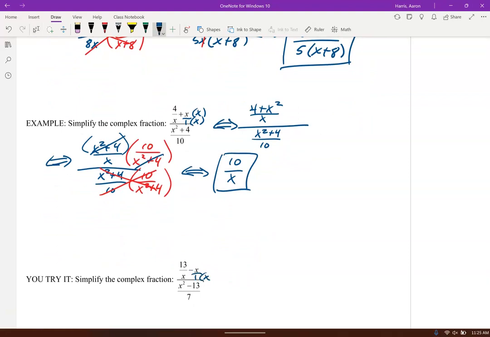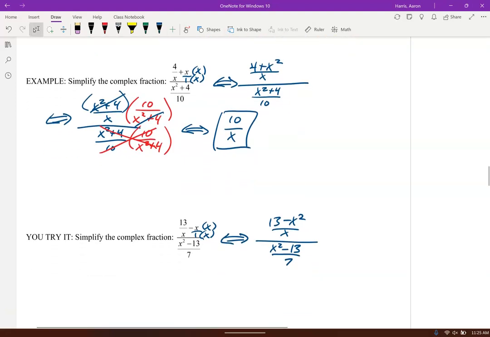Alright, let's do that next one here. It says a 1, give it a common denominator again. So we have 13 minus x squared all over x. On the bottom I have x squared minus 13 all over 7. Now notice, like before, I have one fraction over one fraction, but these are pretty close.